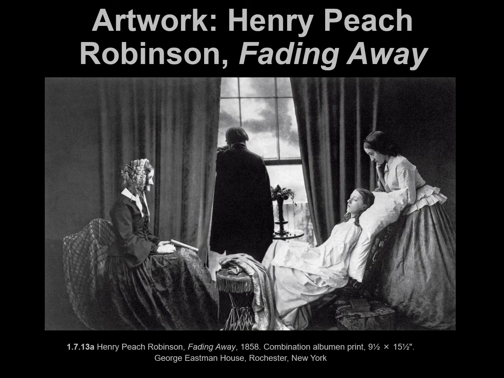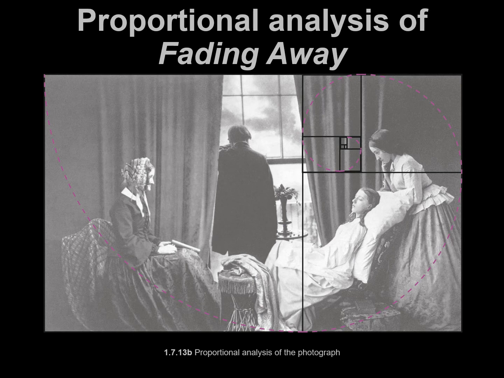If we look at this very dramatically staged photograph by Henry Peach Robinson called Fading Away, which depicts the death of a daughter, which was very common in 1858. It was something that a lot of people had experienced, the death of a family member from plague. And if we begin to break it down geometrically, we can see how, again, that golden ratio exists in the work to create that scale that is repeated over and over.